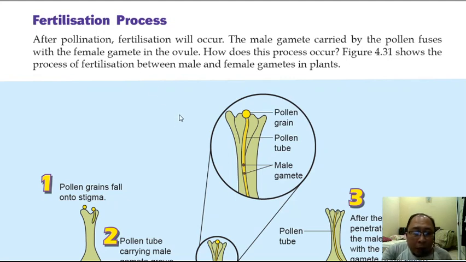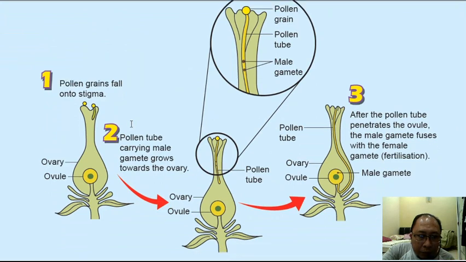So now when pollination occurs, the next step is fertilization. From this diagram, I will explain a little about the fertilization process. When pollination occurs, the pollen grain falls onto the surface of the stigma. The pollen grain consists of a male gamete.